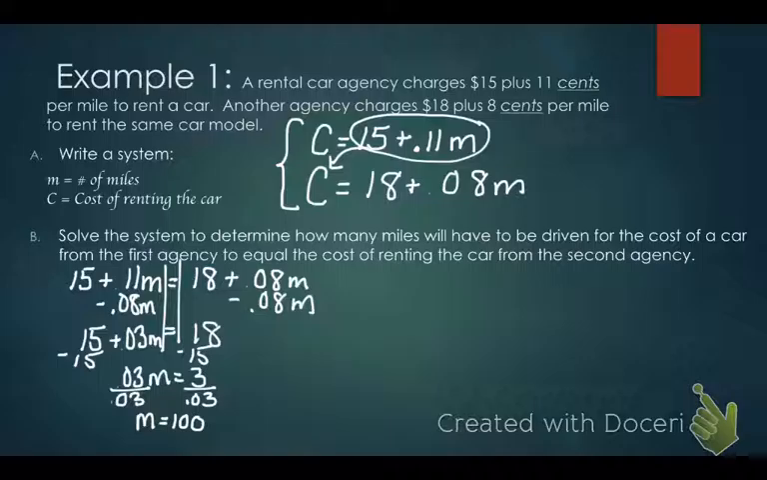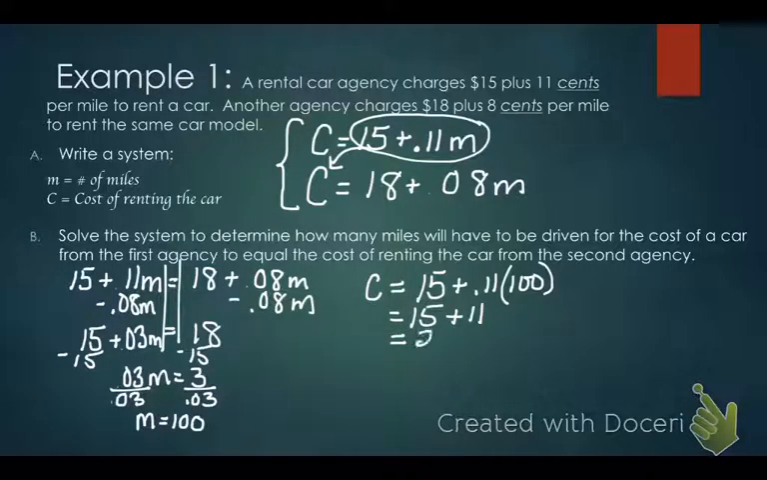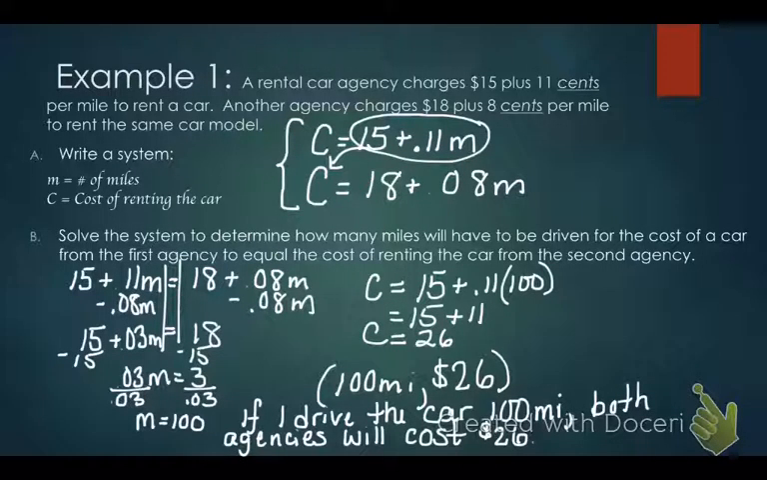I also need C. So I need to plug this in for my second step into either equation, and I'm selecting to plug it into the first one. So 15 plus 0.11 times 100 would be 15 plus 11, which would be $26. So this tells me the ordered pair: 100 miles will cost $26. So I said if I drive the car 100 miles, both agencies will cost $26.